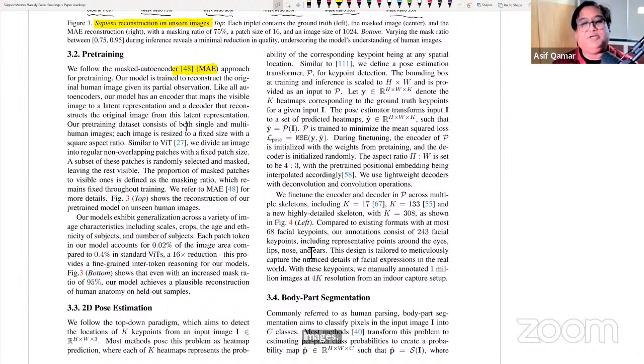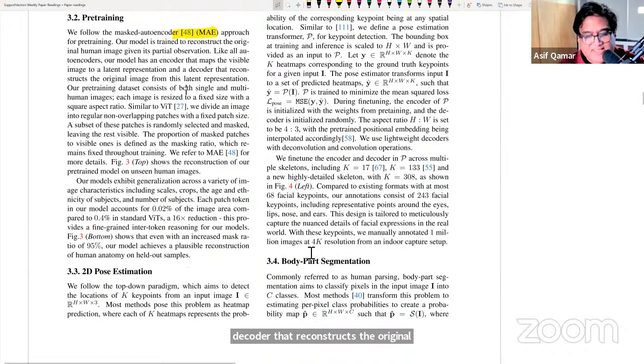So what do you pre-train it on? You pre-train by taking an image, masking some areas and asking, fill in the blanks. What did I mask? That's what you're talking about. Like all autoencoders, our model has an encoder that maps a visible image to a latent representation and a decoder that reconstructs the original image from its latent representation. There's more going on, so I'll skip it because I'll explain it in detail.